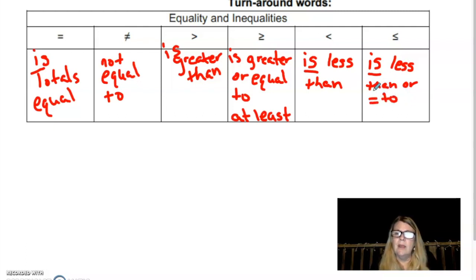Okay. The other phrase that we might see, the one that may be a little bit confusing, is "at most." So if I said at most 10, that means 10 or less. That phrase right there, at most, would mean we were going to use a less than or equal to symbol. Then let's go on to the next slide here.